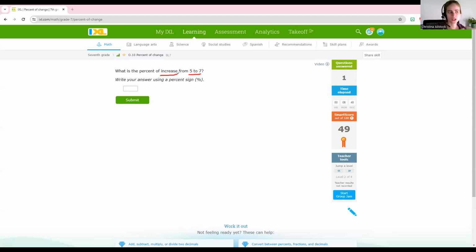Now that we know it's an increase, we're trying to find that percent of change. We need to find out how much it changed by. So if we subtract our numbers here, we can see that it changed by 2. And that's going to be divided by our original amount. Well, if it went from 5 to 7, 5 is the starting point. And then we will multiply that by 100 to get our answer as a percent.